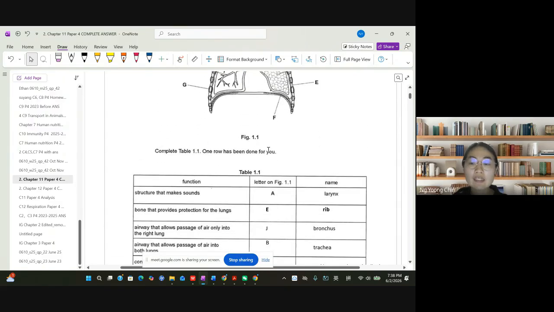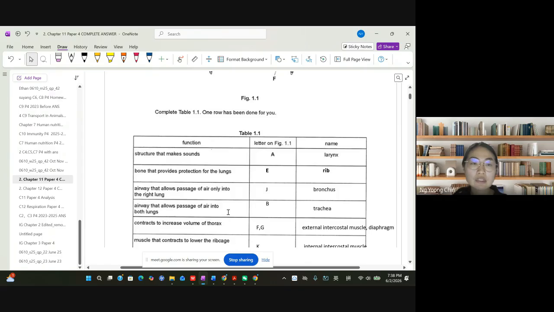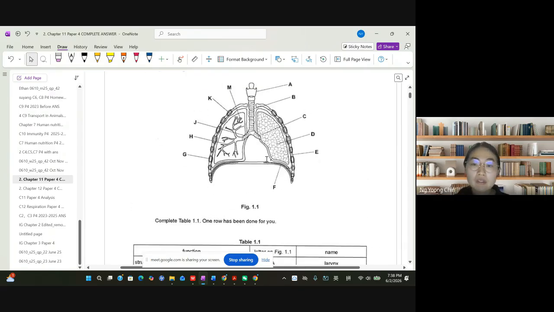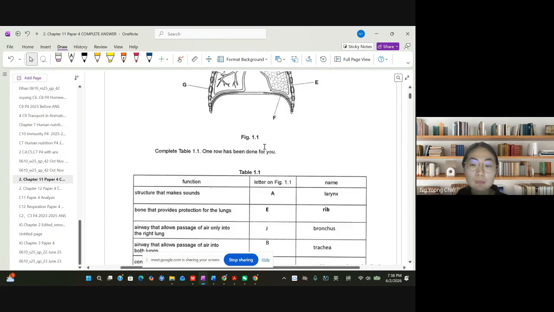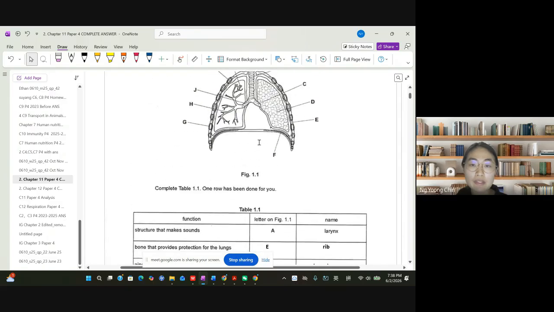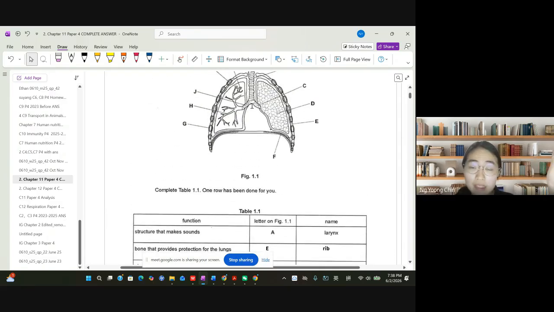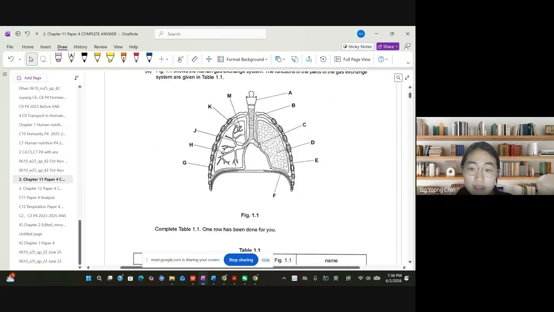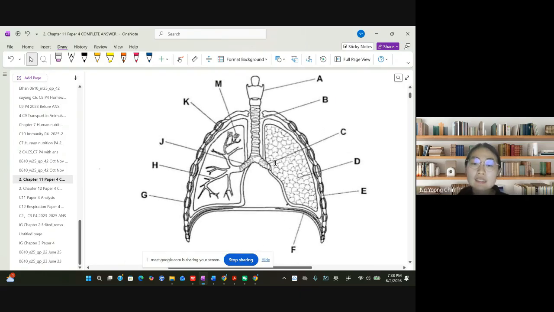From the trachea, you can see, they just allow passage of air to both lungs, and then to the bronchus, and then to the bronchiole. You need to recognize, okay? Trachea, bronchus, so bronchus is where? C is a bronchus. Then H will be the bronchiole. Bronchiole is a smaller branch compared to the bronchus. M will be the alveolus.